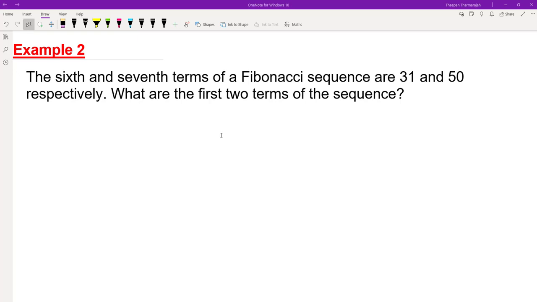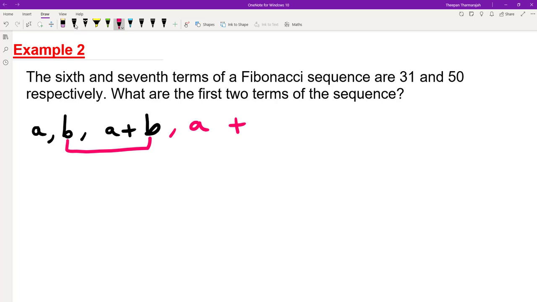Okay, welcome back. So we don't know what the first term is. So in maths, we can give it a letter. I'm going to call it A. I'm going to say the number after A is going to be the letter B. So we've got the first two terms. The next term will be A plus B. Then I'm going to add these two terms together to give me A plus 2 lots of B. So we get A plus 2B.